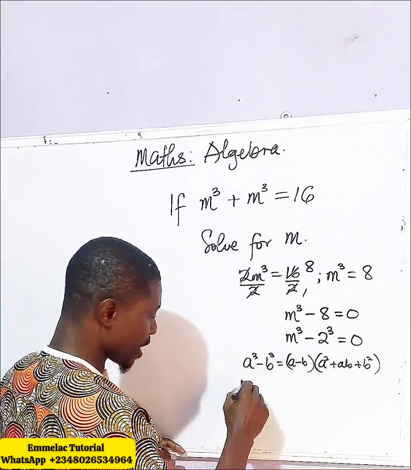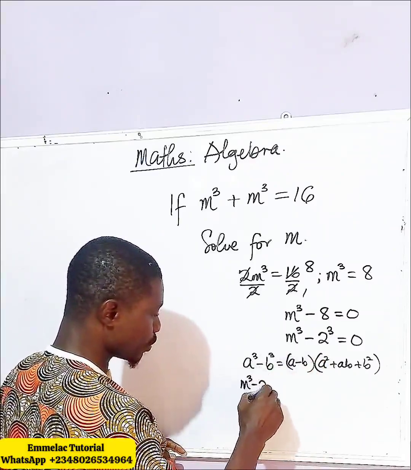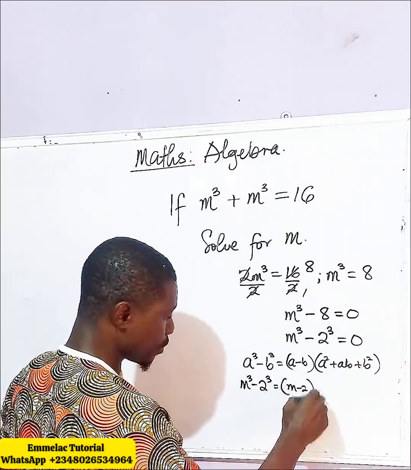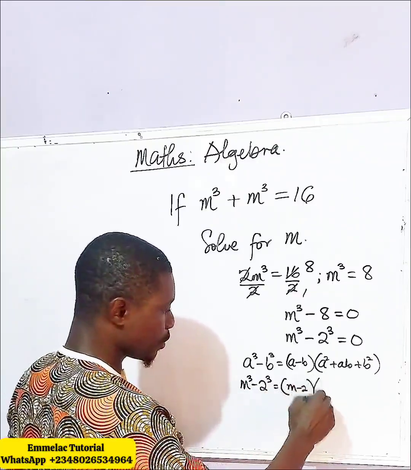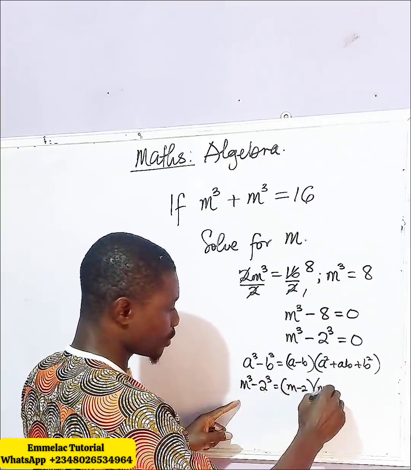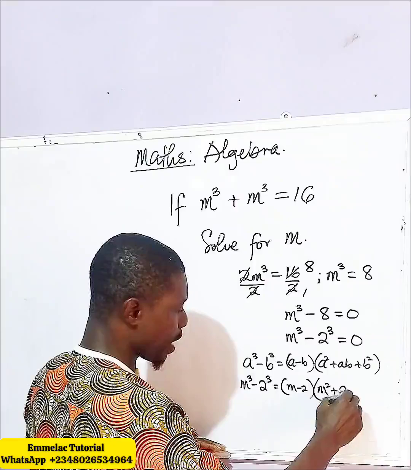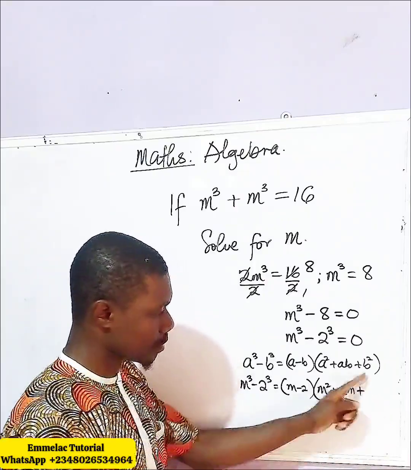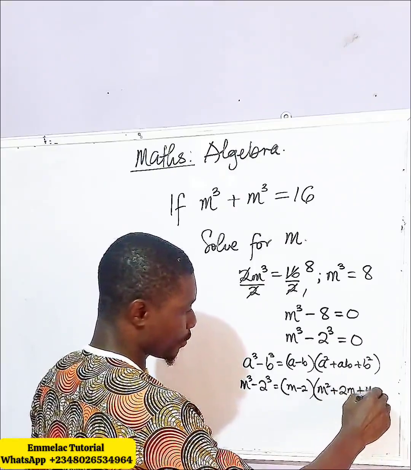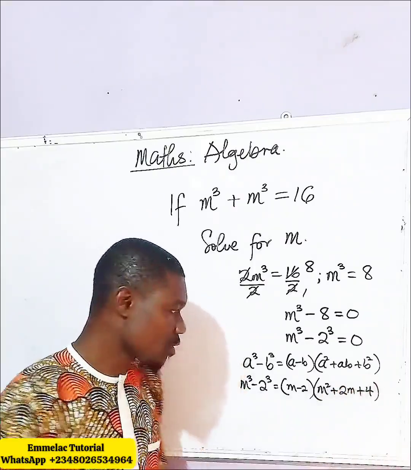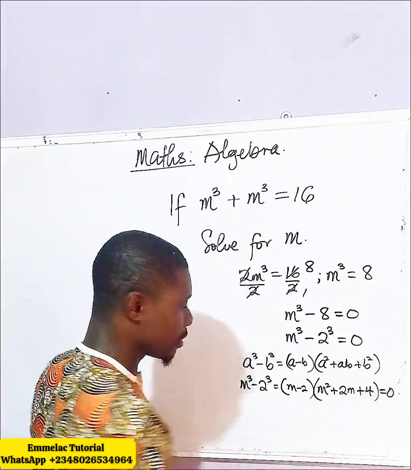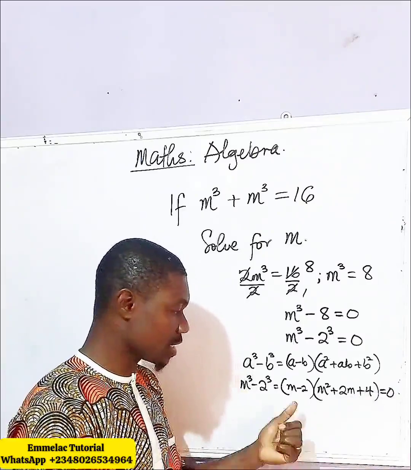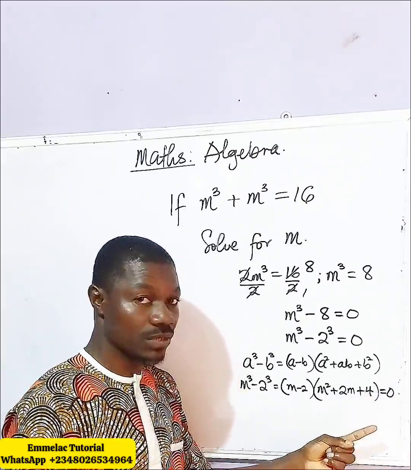So here we have m raised to the power of 3 minus 2 raised to the power of 3, which gives us m minus 2, times m squared plus 2m plus 4, because our 2 is b, all equals 0. Since these two factors multiply to 0, it implies that either of them is 0 or both of them are 0.